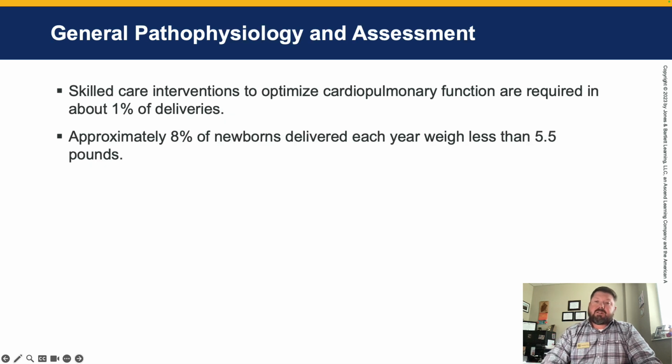Skilled care interventions to optimize cardiopulmonary function are routinely required in about 1% of deliveries. So 99% of deliveries do not require neonatal resuscitation practices. Approximately 8% of newborns delivered each year weigh less than 5.5 pounds. The most common cause of low birth weight is prematurity. Mortality increases as birth weight and gestational age decrease.